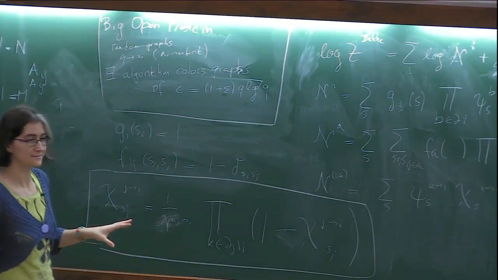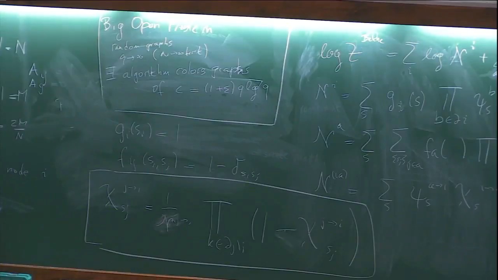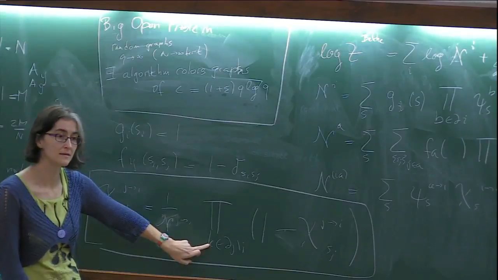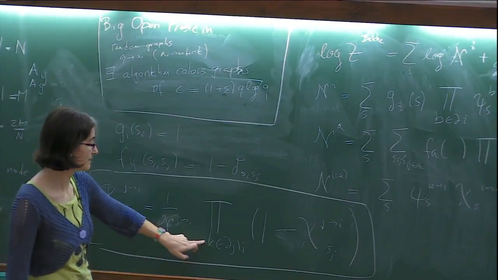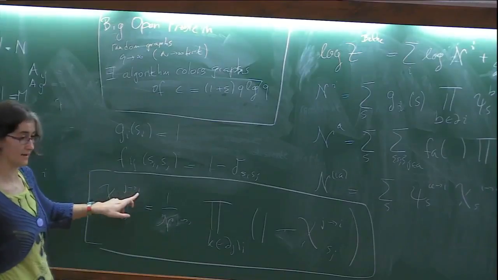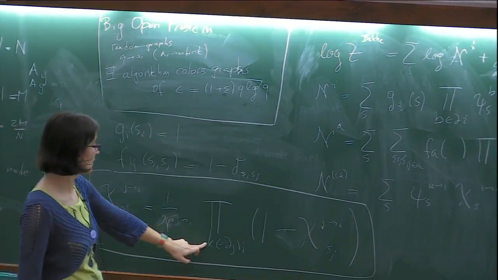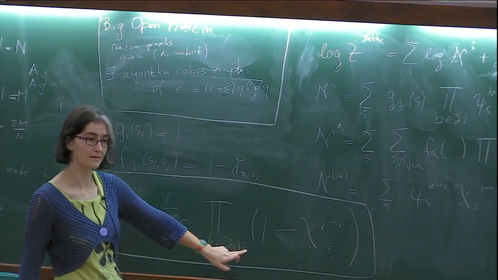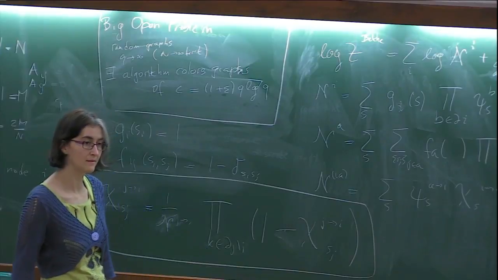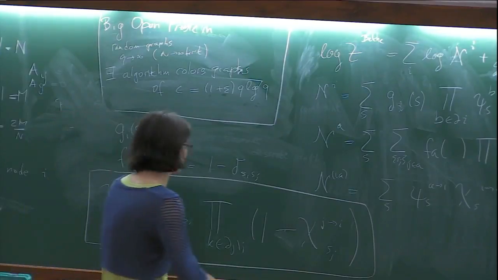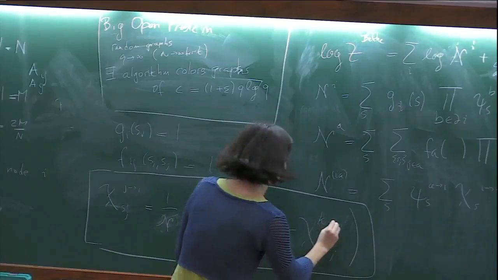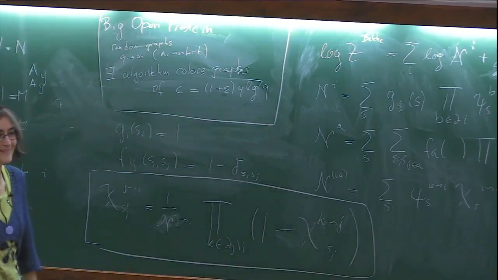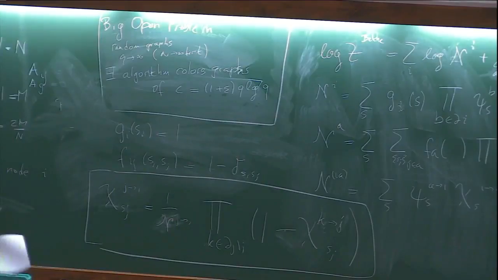Yes? There is k, yes. So the k is not j to i, and the product is over all k that are neighbors of j, but that are not i. Oh yeah, sorry. k to j. Thank you. Good. You see? I'm sloppy, and you're starting to understand the notation.